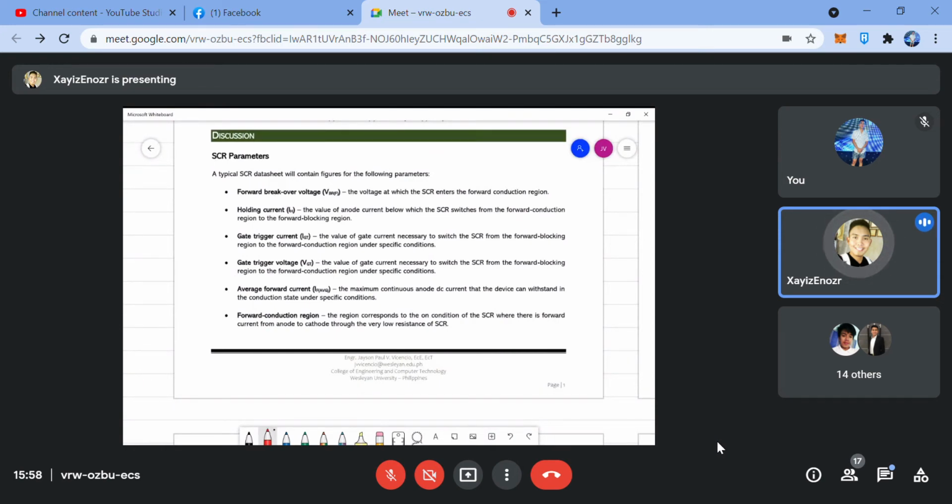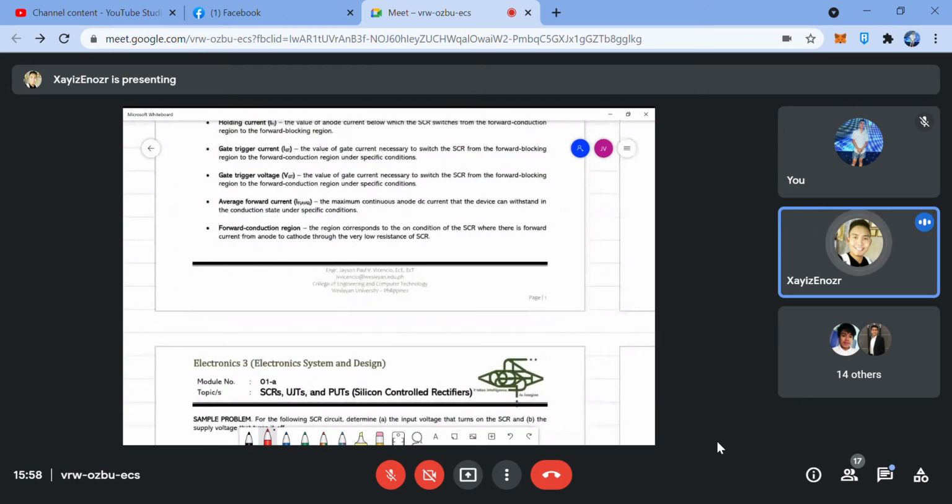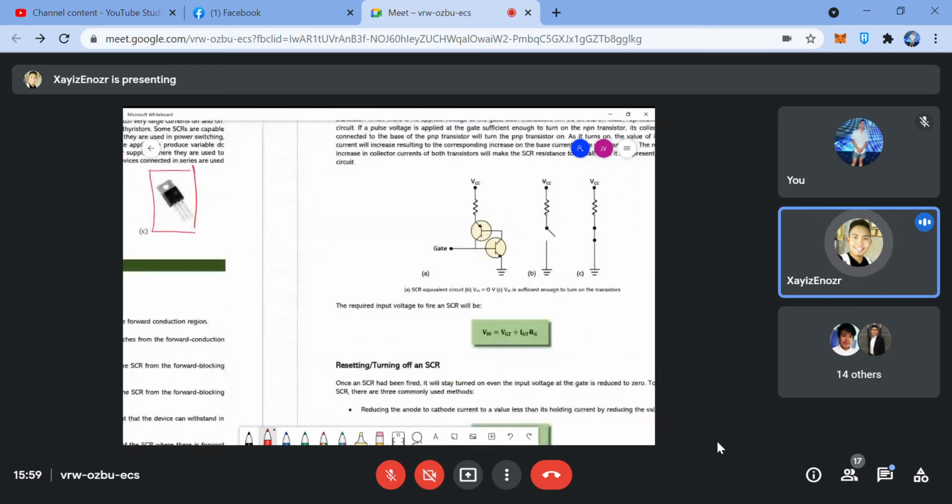Then we have the forward conduction region. It is the region that corresponds to the on condition of the SCR, where there is forward current from anode to cathode through the very low resistance of SCR. Yung forward conduction region naman, ito yung operating region kung saan naka-on si SCR. Kasi, for example, pag transistor, meron siyang on region, off region. Okay, sa diode, meron siyang forward bias, reverse bias. Dito sa SCR, yung tinatawag na forward conduction region, ito yung region kung saan naka-on si SCR. Or ito yung tinatawag niyang naka-on state.